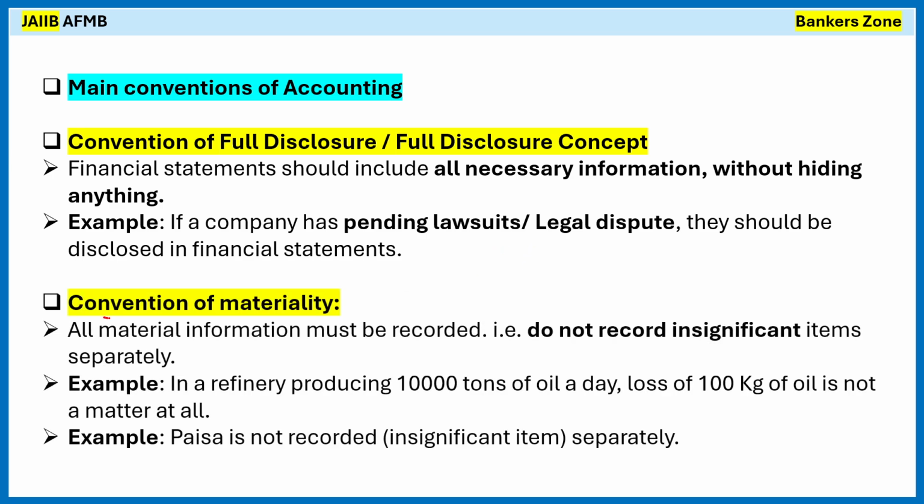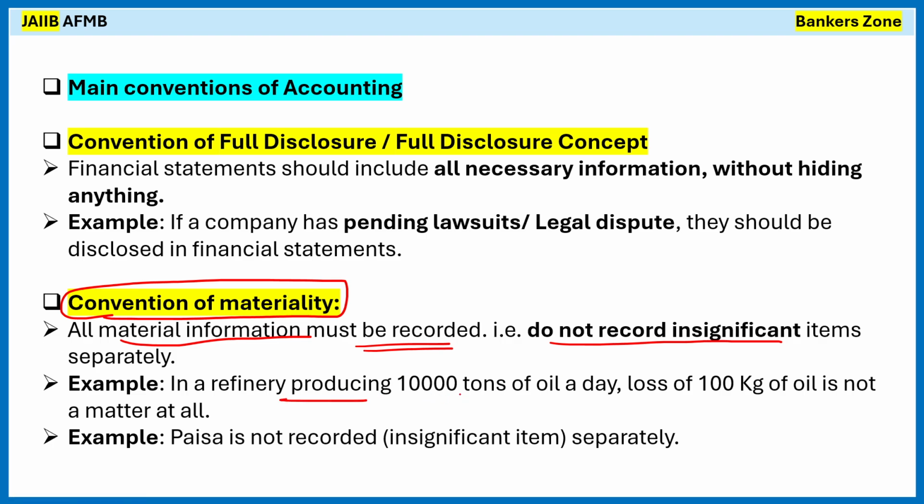Next, convention of materiality. What do you mean by convention of materiality? See, all the material information must be recorded. Do not record the insignificant item. For example, suppose the Reliance refinery is producing 10,000 tons of oil per day, and there is one accident, and due to that, a loss of 100 kg of oil happens. Do we need to record that? No, because it is very insignificant with respect to this, right?